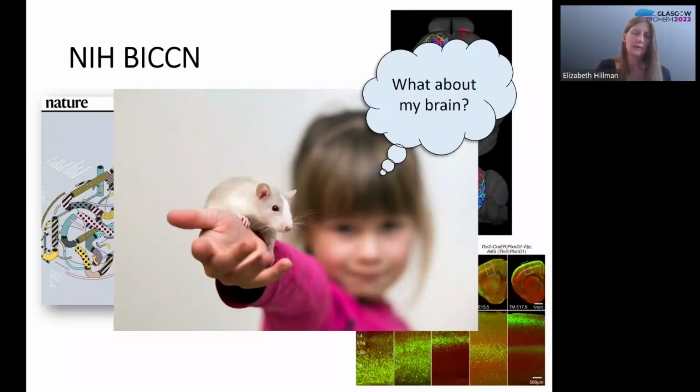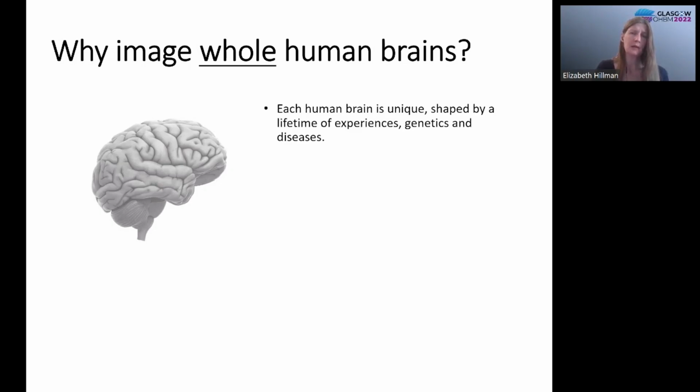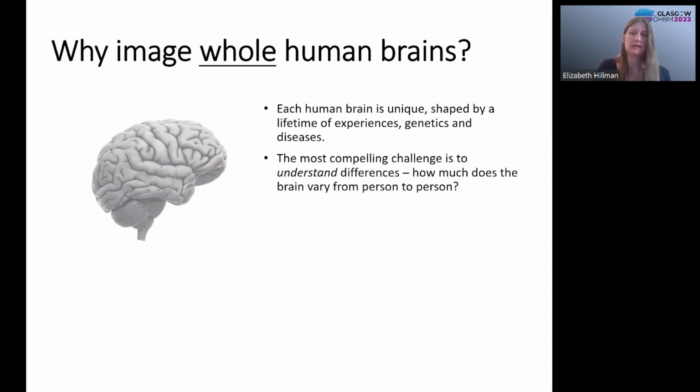We were really intrigued by this opportunity to think of what we could do in the human brain, and we realized that what we wanted to do was try our best to push to not just image pieces of the human brain at cellular level, but to be able to image the entire human brain. Now, why would we want to do that? Well, each human brain is completely unique. It's shaped by a lifetime of experiences, genetics, and diseases. And so to us, the most compelling challenge is to understand differences between different brains and get a handle on what is the variability from person to person.